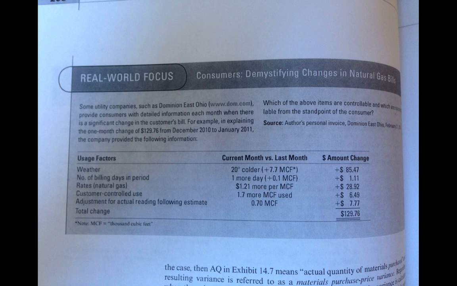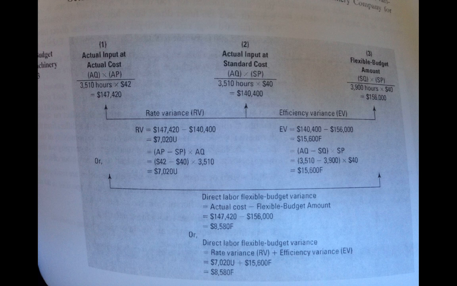Now there was a rate change in usage per unit. So that was a rate change, and now it's $28.92 more because of that. And customer controlled use, so that we used more gas, so we kept the heat longer, or we used the stove more. And there was an actual budget to actual adjustment that also occurred. So this is what we're doing in this chapter. We're figuring out how to look at different drivers of cost to come up with the total variance.